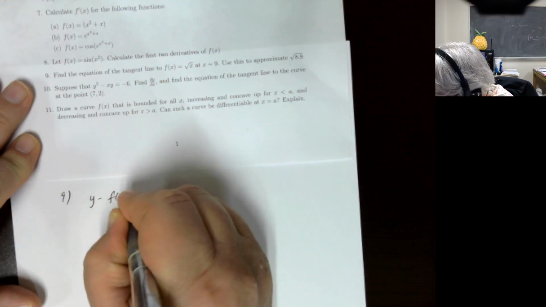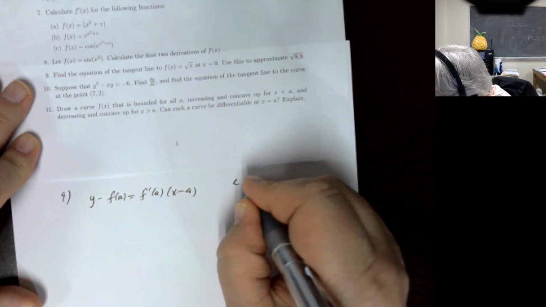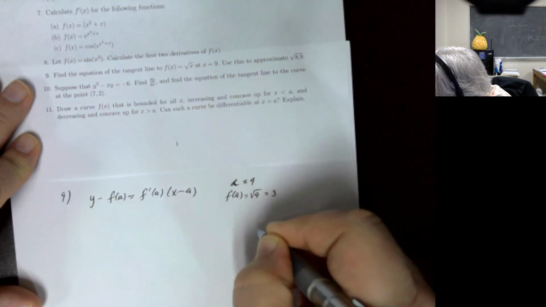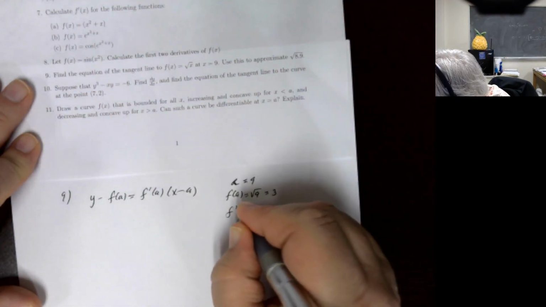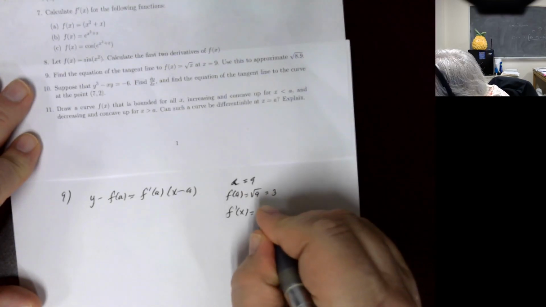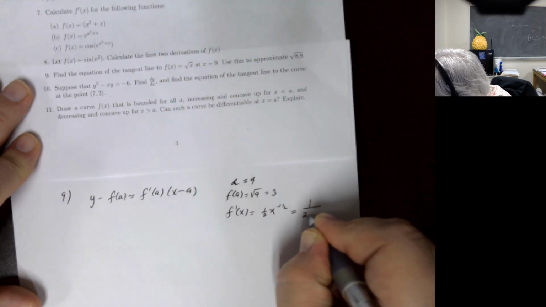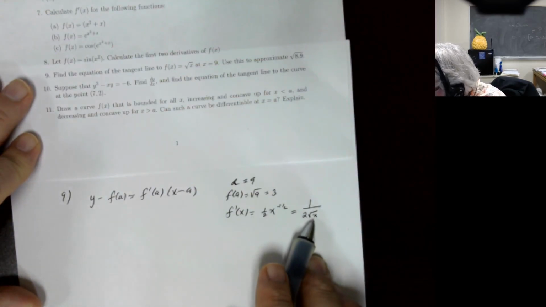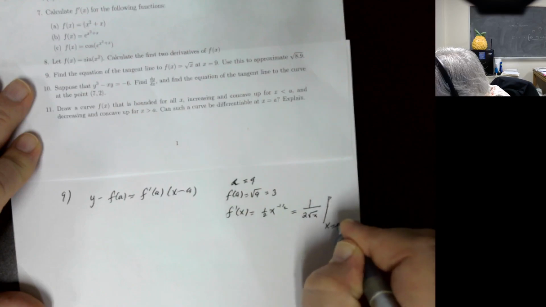So number 9, remember that we have y minus f of a equals f prime of a times x minus a. So let's see, a is equal to 9. f of a is the square root of 9, which is 3. f prime of x is equal to 1/2 times x to the minus 1/2. And so remember that that's 1 over 2 times the square root of x. I wrote it this way so it's easier to see what's going to happen when we plug in the 9. You're going to have 1 over 2 times 3, which will be 1/6. So if we evaluate that at x equals 9, we get 1/6.